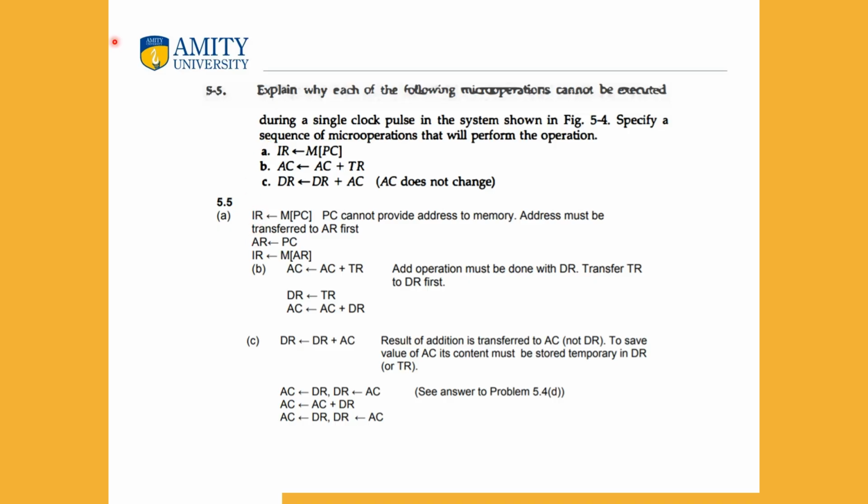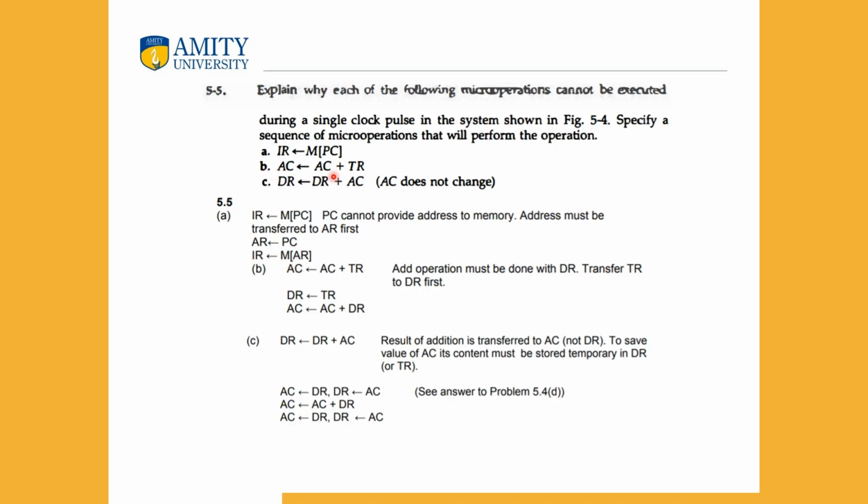The reason why this won't happen is the program counter PC does not go directly to memory. PC is connected to the address register AR. So first PC has to transfer the data to AR, and then from AR it will be transferred to IR, and hence it cannot be transferred directly from PC to IR. It has to go through the intermediate AR. So the sequence that will be used for the first operation is PC will be transferred to AR, and then from the memory address of AR it will go to the instruction register.